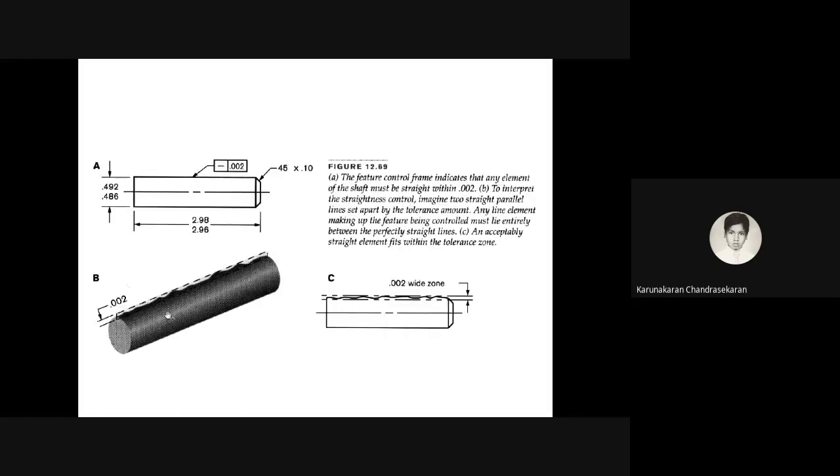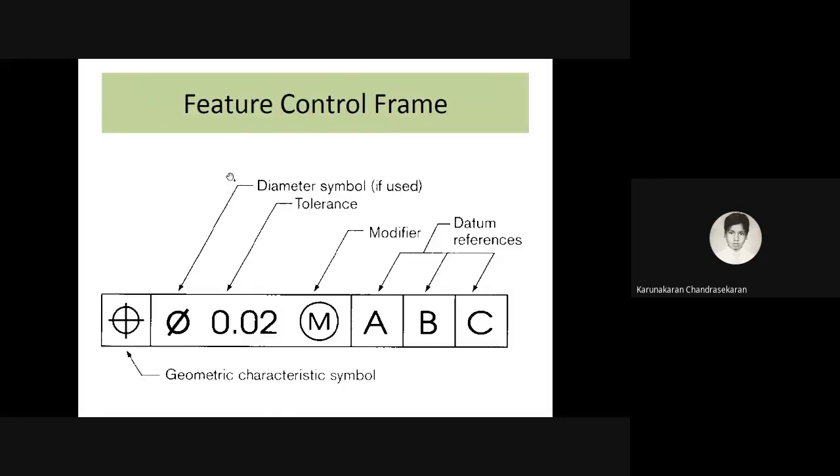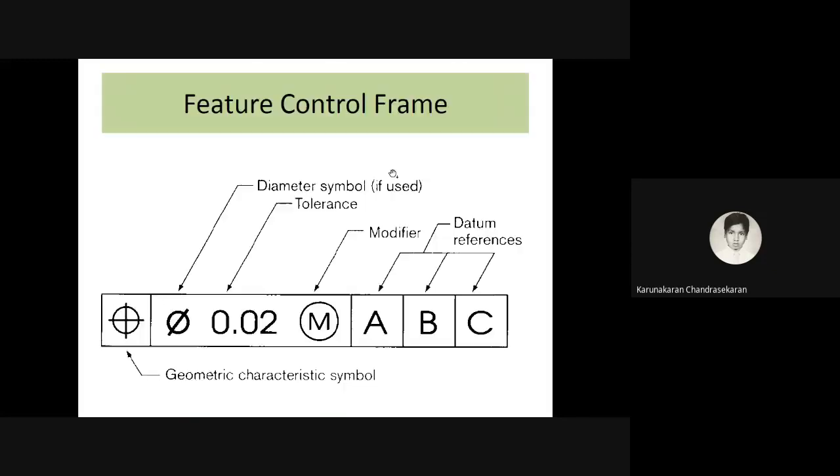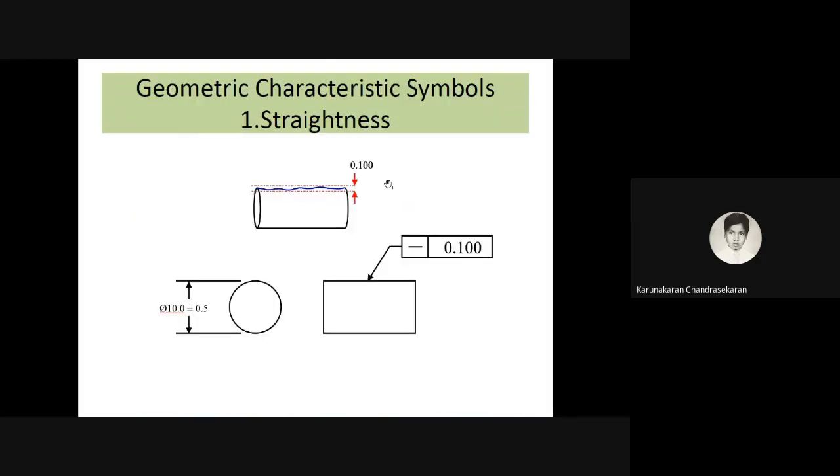And if you see this, again, a lot of variations are there. The variation lies within the 0.02 value. So just mention a simple line, because the line denotes a straight line. This is straightness. Yes, this is the straightness symbol, and we use the straightness symbol, and then we mention the variation.